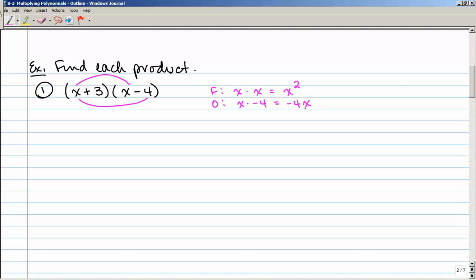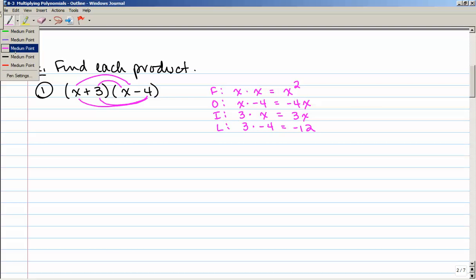My inner terms are the two that are on the inside, so 3 times x. And that's going to give me a 3x. And then my last terms, the last term in each set of parentheses, so that would be 3 times negative 4. And that's going to give me a negative 12. Okay. So when I FOIL, I have x squared minus 4x plus 3x minus 12.